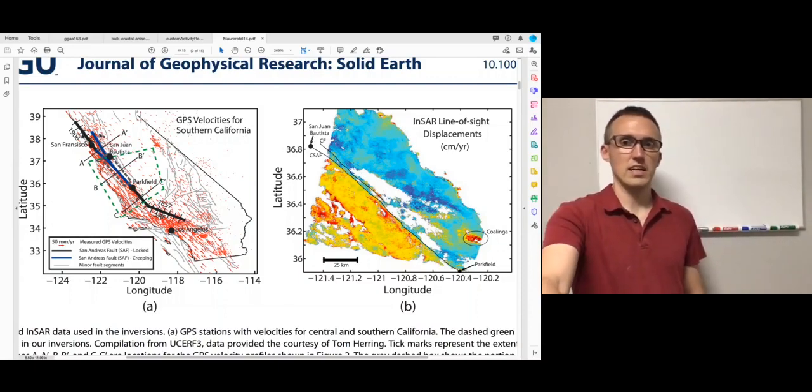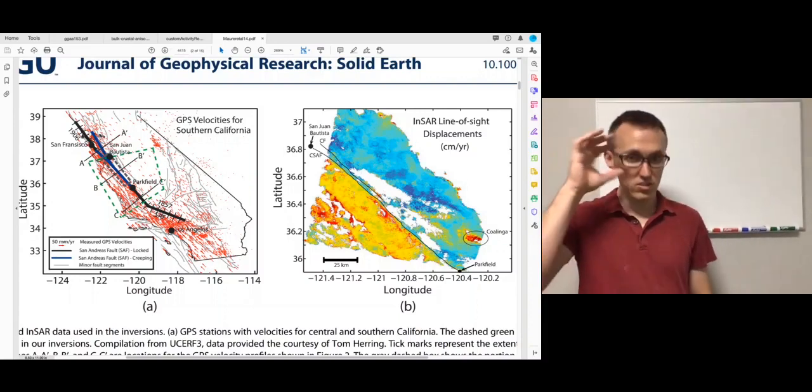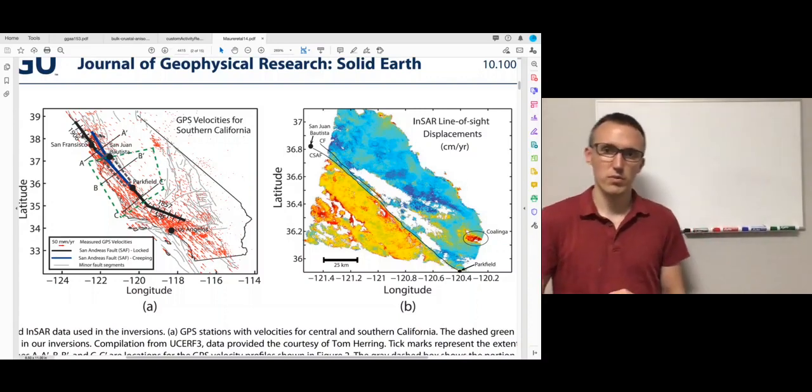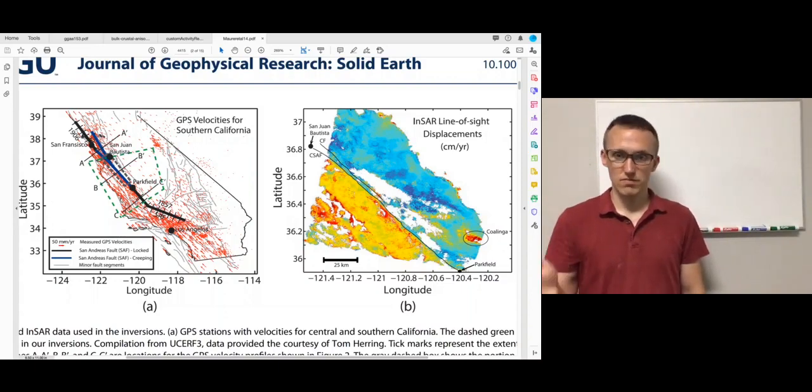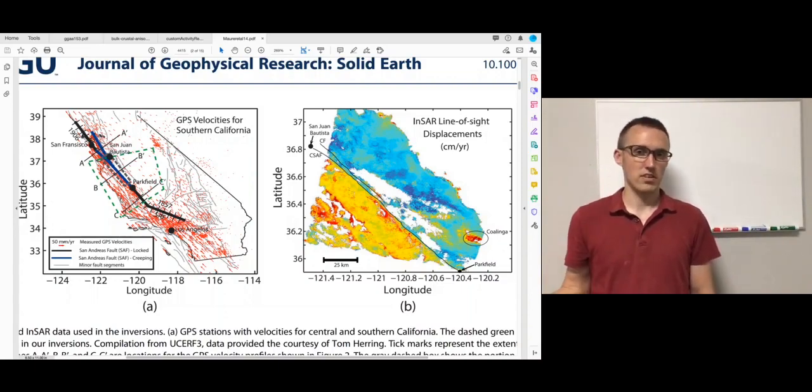Now on the right hand side, you'll see a plot which is actually from InSAR. We haven't talked about InSAR yet, but we're going to be getting to that. I'm not going to say anything else about this plot in this video, but we'll talk more about this later on when we get to the InSAR module.